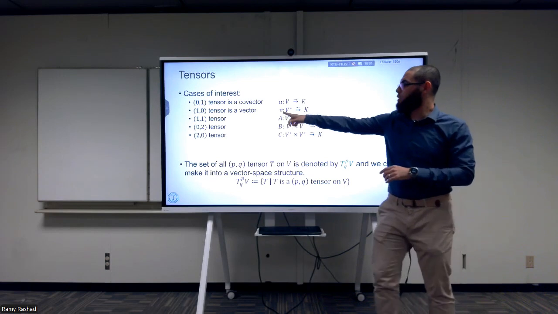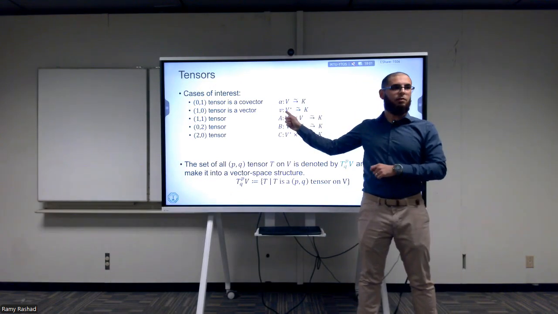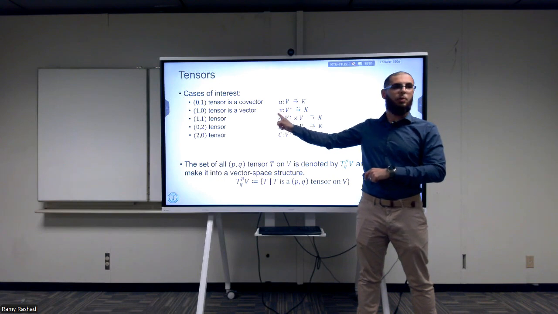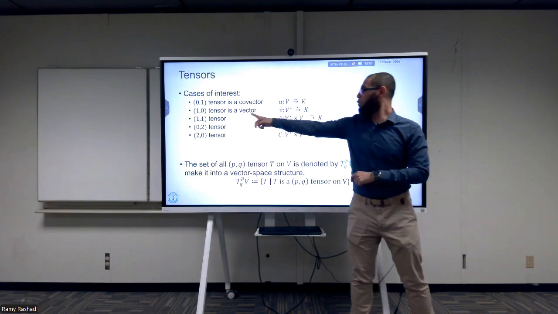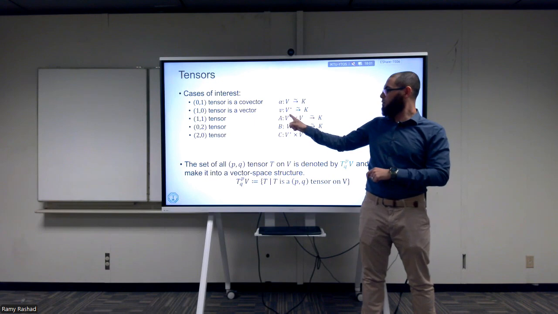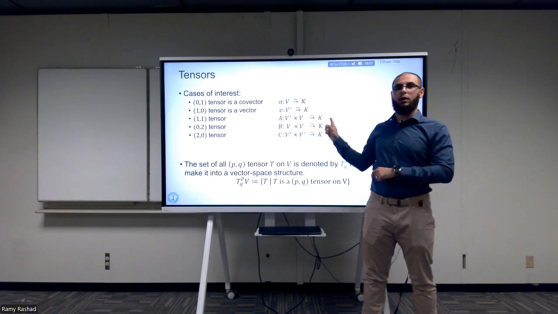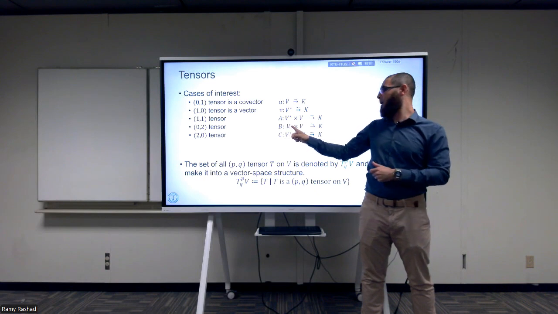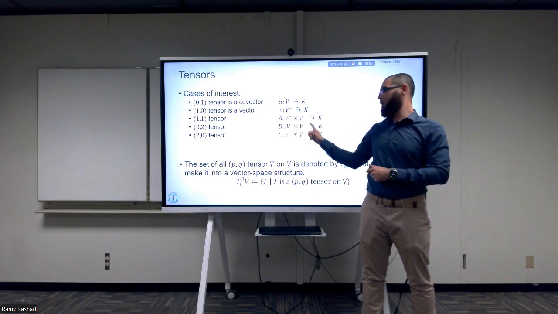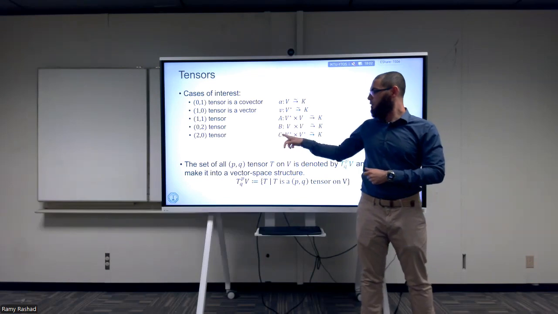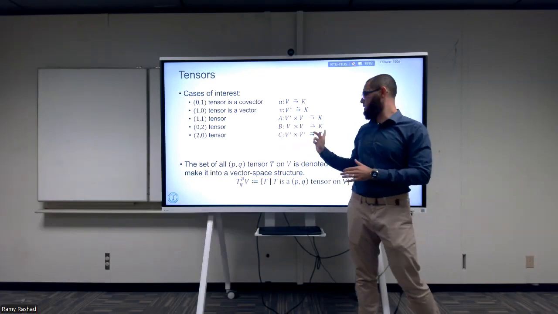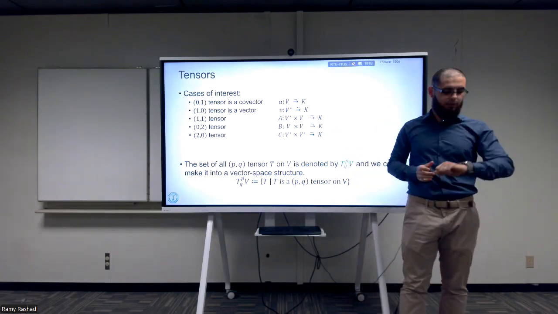So a 1, 0 tensor that is some covector that gives you a real number is an example of a vector. 1, 1 tensors take one element from here, one element from here, give you a K. A 0, 2 tensor, which are called bilinear maps, takes one element of V and one element of V and gives you a K. 2, 0 tensors, which are not very popular, take two elements of V star and give you one K in the end.